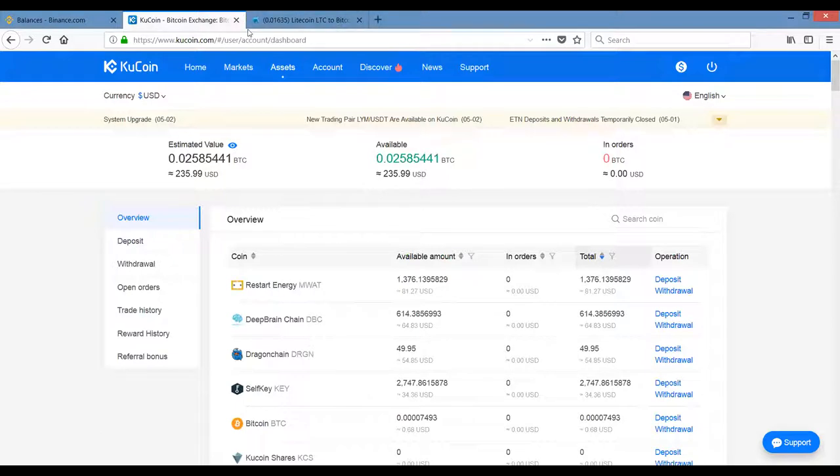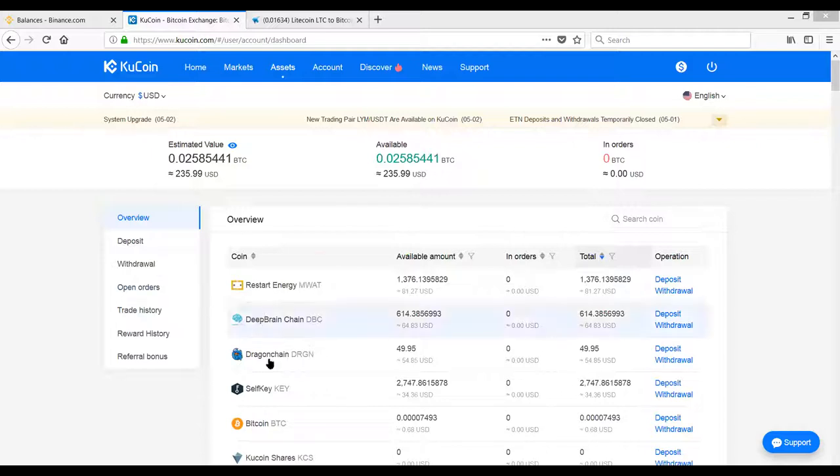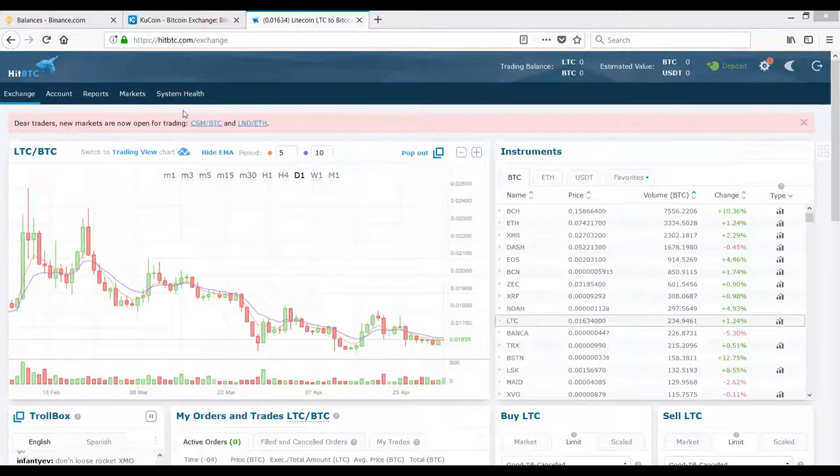Here's another exchange. This is KuCoin. When I started April the 2nd, I had $120 here. It's now up to $235, so that's over $100 in profit just in 4 weeks alone, guys. So Restart Energy, Deep Brain Chain, Dragon Chain, and Self Key were all coins listed that 3T Networks was researching and investing in. So I heard about them on the Hangouts that they do. So I said, well, let's buy some and see how they do. So it always helps to have a variety of exchanges because not all of your coins are on every exchange.